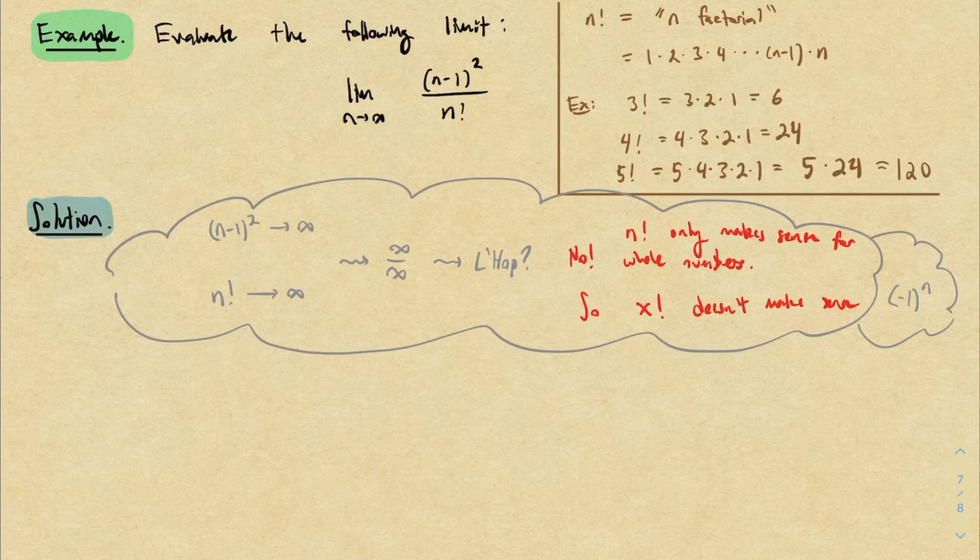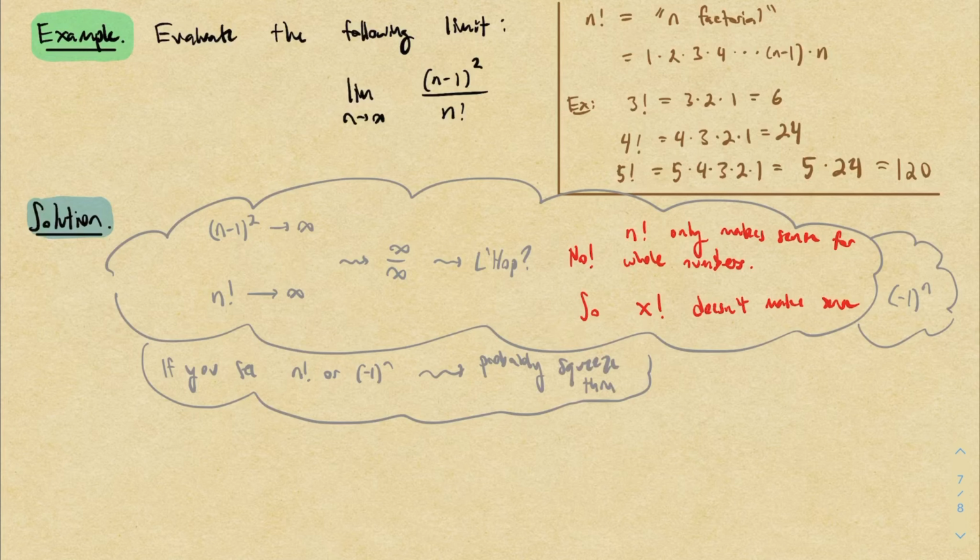These don't make sense. In other words, -1 to the x is nonsense. So the quick takeaway before we actually do the problem is that when you're dealing with sequences, if you ever see something like n factorial or -1 to the n, techniques like L'Hopital's rule don't work. So you have to do something else. And generally the game plan here is to use what we could call the Squeeze Theorem.